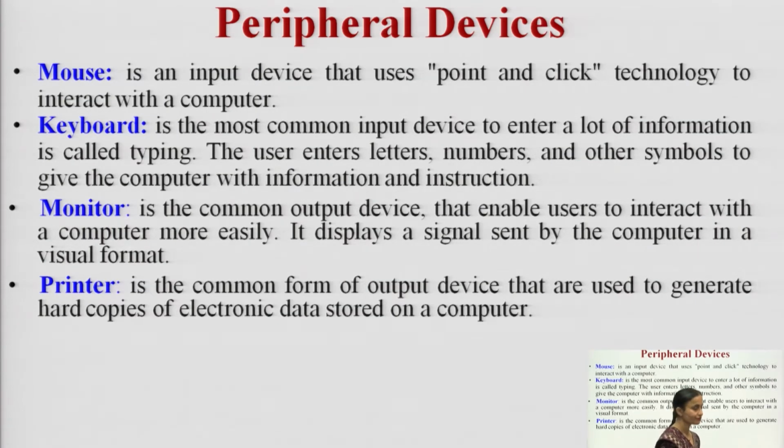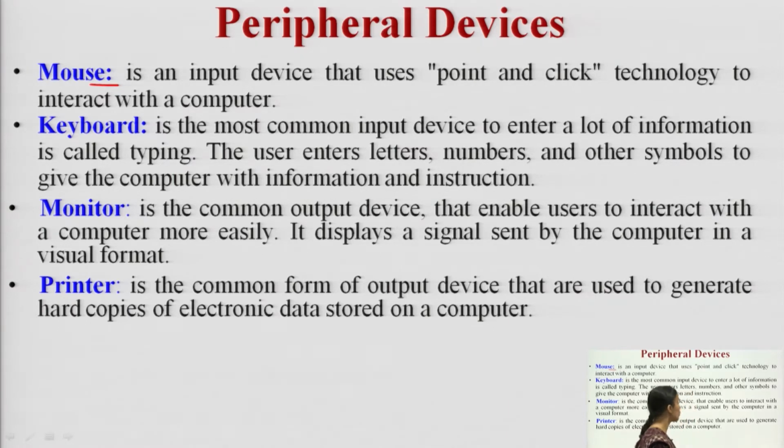Then the commonly used ones, we will quickly go through them. Mouse is an input device that uses point and click technology to interact with the computer. When a mouse is connected and starts giving output, it finds out the exact location because it works on point and click technology, the use of CG, computer graphics.